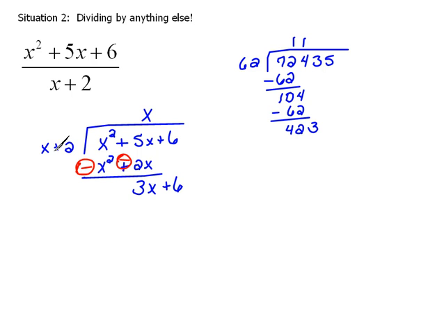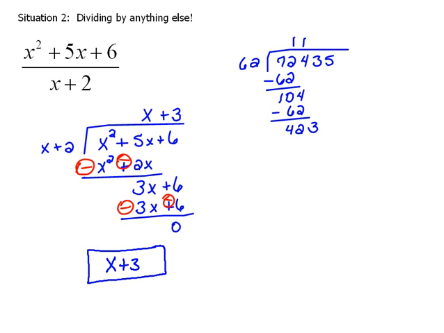So x times what would give us 3x? Well, that would be a positive 3. And now we multiply diagonally. 3 times x plus 2 would be 3x plus 6. And then we would subtract, which means we change the signs and combine like terms. So 3x minus 3x is nothing. 6 minus 6 is nothing, so we have a remainder of 0. So our answer here is x plus 3. That is the answer to that division problem.